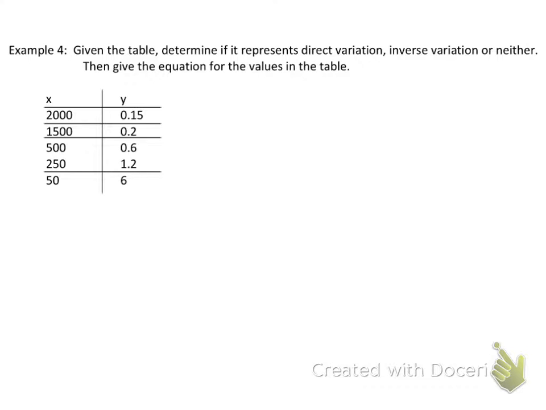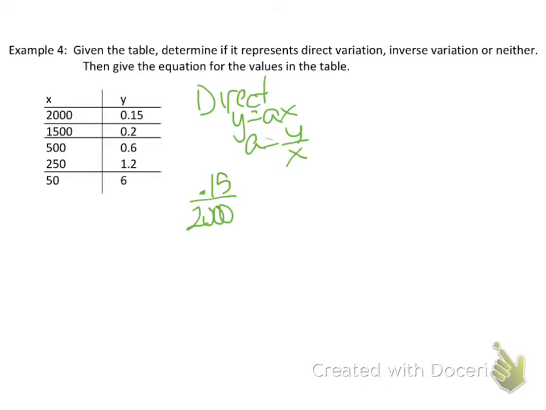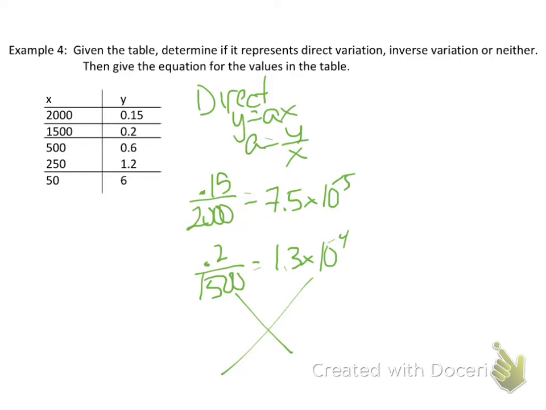In the last example, we might be given different values as they relate. We need to determine whether they relate by direct or inverse variation. So if we think about direct variation for a second, y equals a times x, well, we're given an x and a y, so let's go ahead and solve this for a, y over x, and so let's just take some of those values. 0.15 divided by 2,000, wow, gives us that. Make sure you change your number from your calculator into scientific notation. If we do the next one, well, those don't match, so it's not direct variation. Our a isn't the same, it's not constant.